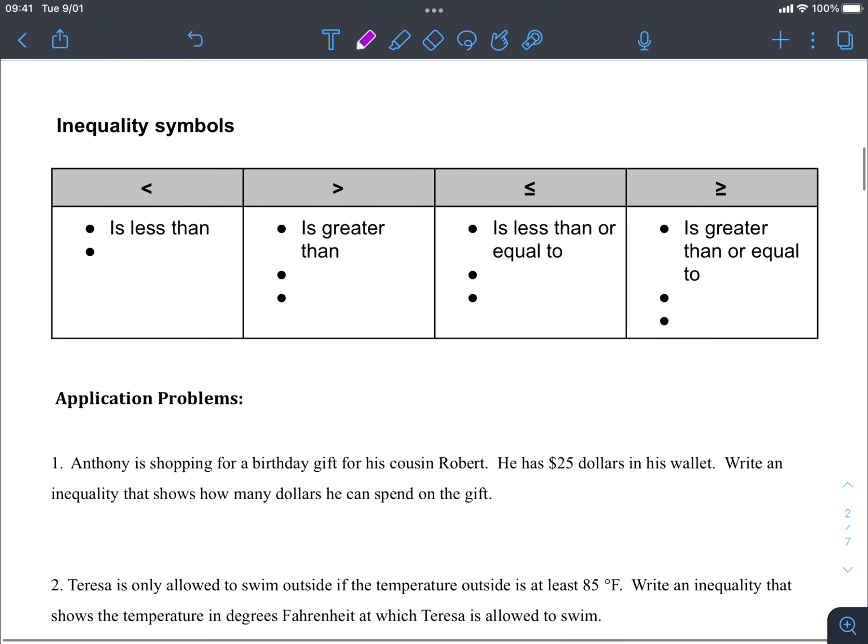As an example, these words represent the given inequalities. Is less than, greater than, less than or equal to, greater than or equal to. And there's sometimes other bits of language that could represent the inequalities as well.